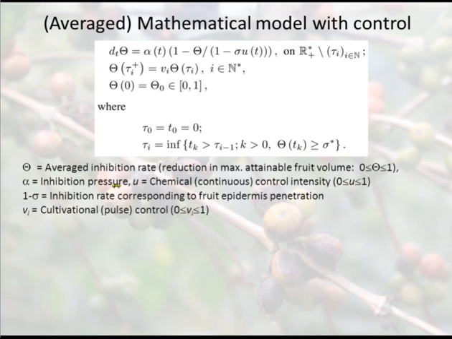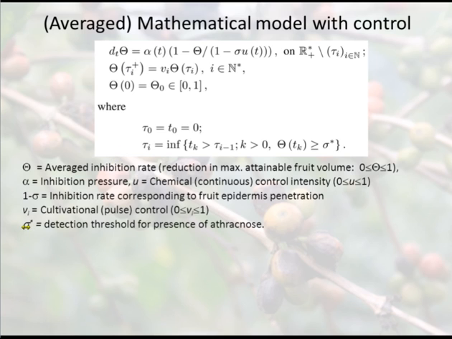You can see here that there are discontinuities in theta. If V, for instance, is 0, then theta reduces to 0 at time tau I plus. Cultivational control expresses the practice of removing diseased twigs, fruits, and so on to reduce the growth of Anthracnose.